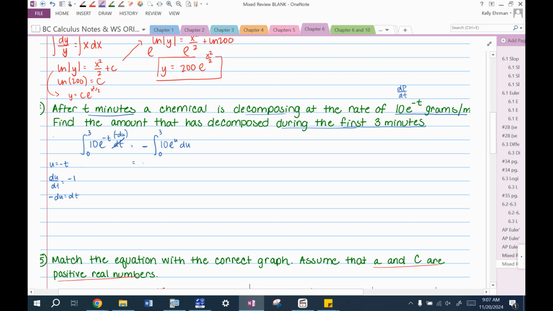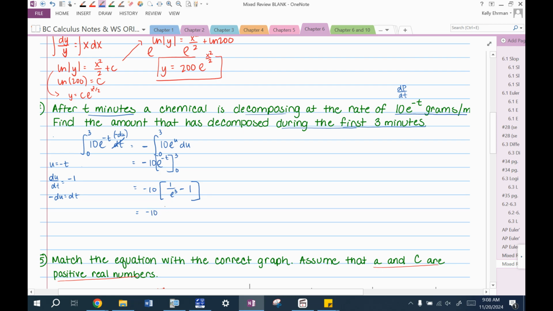So what is this integral? This is negative 10 e to the u, e to the negative t. The negative 10 can be outside. I could have pulled that out. Evaluating from 3 to 0. So negative 10 times, so e to the negative 3 would be 1 over e to the third, minus e to the negative 0 is just e to the 0, so minus 1. And there's not really much to do to simplify that.